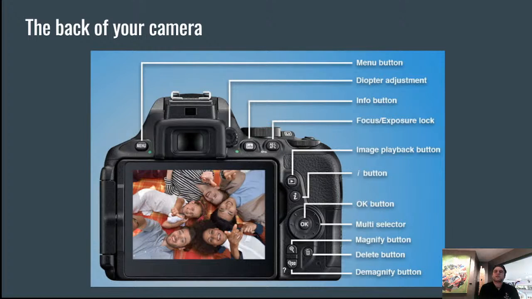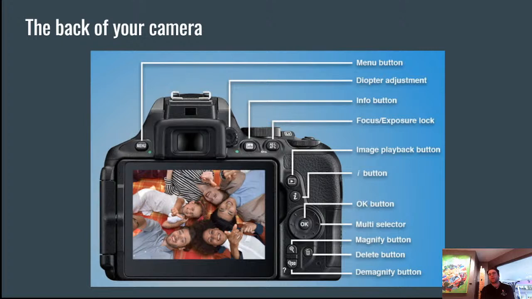Focus and exposure lock. As you're pointing the camera, as you pull that trigger to get the image, you can push down on the exposure lock, and that's going to lock your exposure into place and not allow it to move. Where that can be helpful.